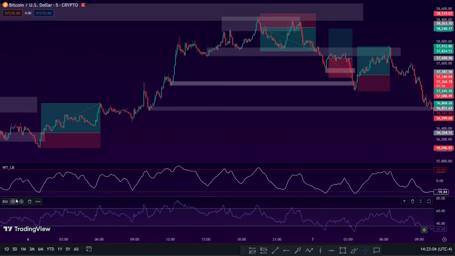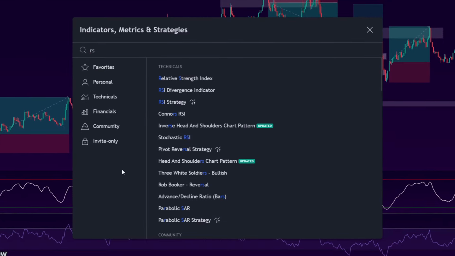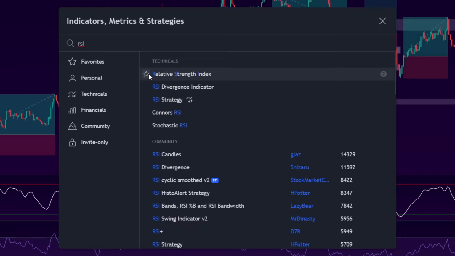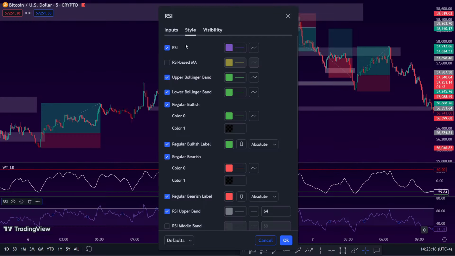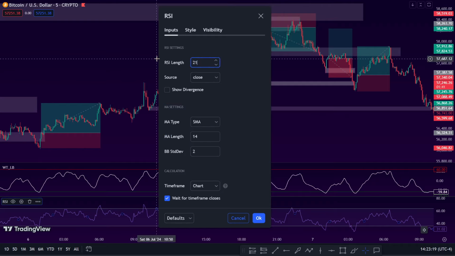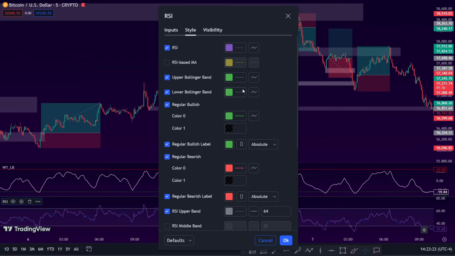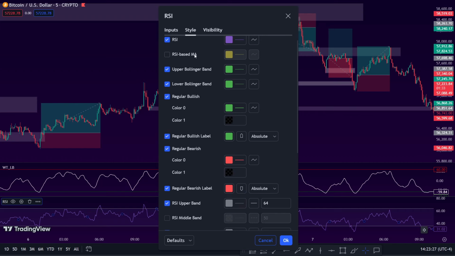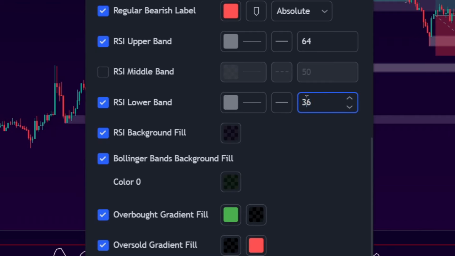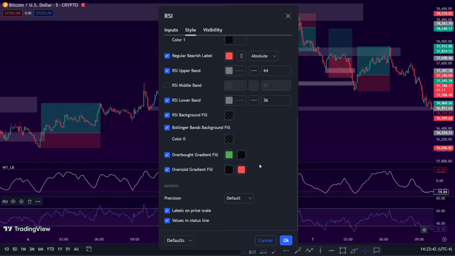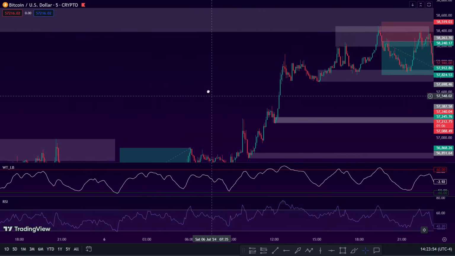The second indicator is RSI. To find it, we write Relative Strength Index. We add this indicator to our chart. We go to the settings. We make the input length 21, and in the style section, I close the RSI-based moving average and make the upper band 64 with a straight line. For the lower band I made it 36 and a straight line. So let's see how we get the signal.